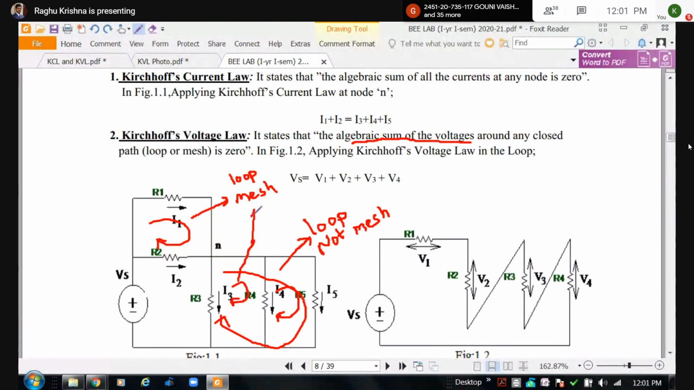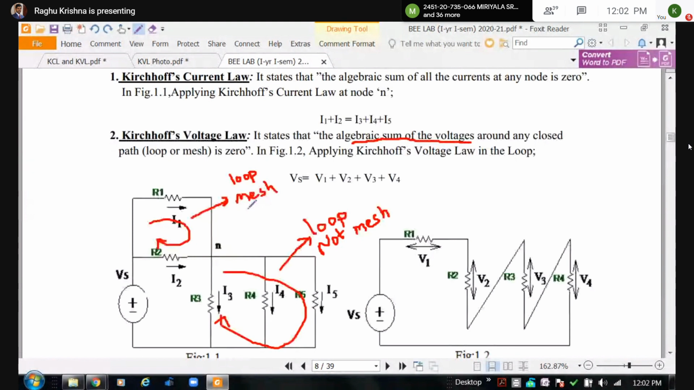So this R3, R4 forms a mesh. This also forms a mesh, this one. This is also a mesh. Understood? Here, this is a loop. A mesh is a loop which cannot be further divided into smaller loops.